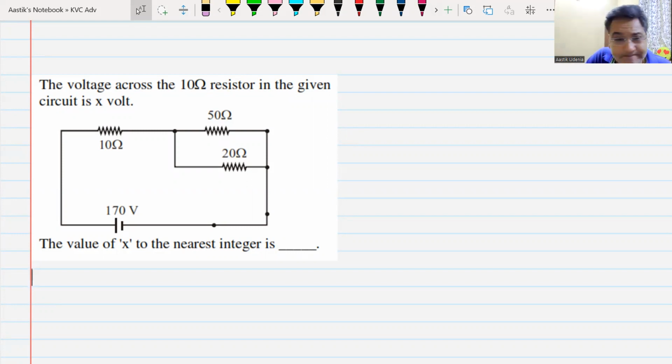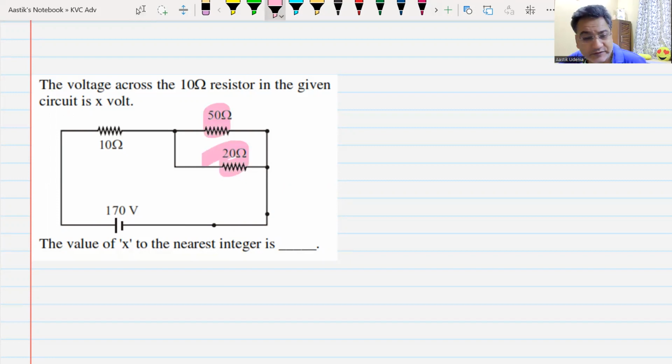This is from JEE 2021 somewhere. How are you supposed to get this? You can find the effective resistance of this 50 and 20 in parallel. 50 and 20 in parallel becomes how much? 100 by 7. So this is 10 ohms and this is 100 by 7 and this is 170 volt.